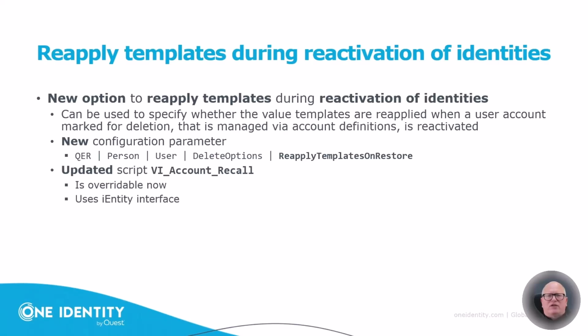Another very interesting feature is the reapply of templates during reactivation of identities. What's behind that? The identity manager is using value templates, as we all know, and these value templates allow you to configure or create data out of other given data. Typical example, the internal name of a person object is built out of its first and last name and maybe name add-ons.